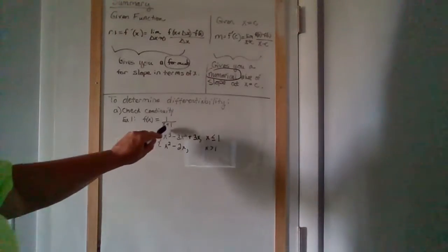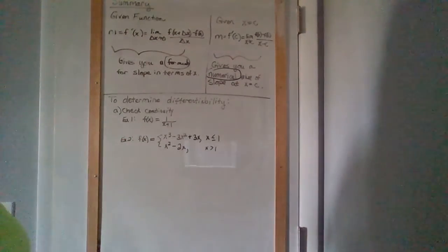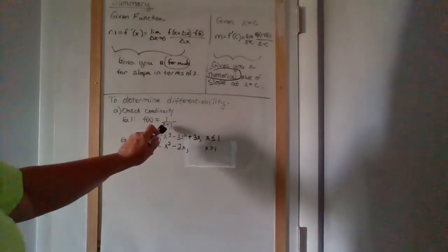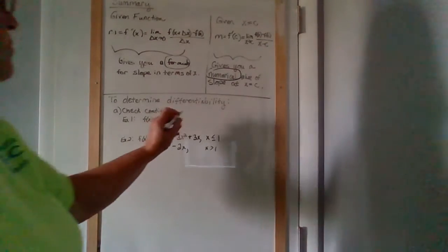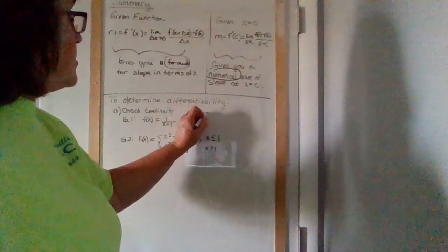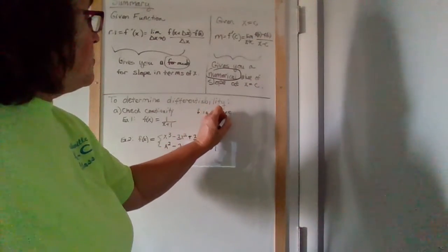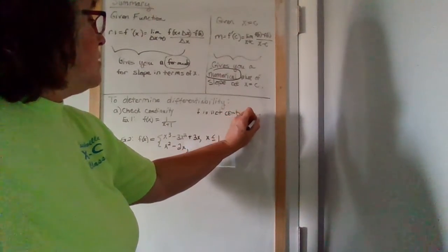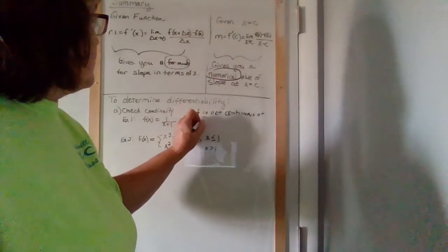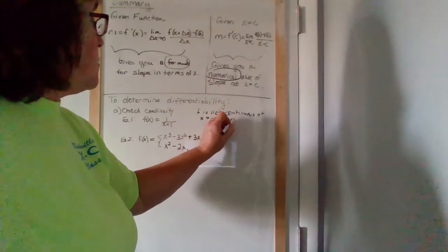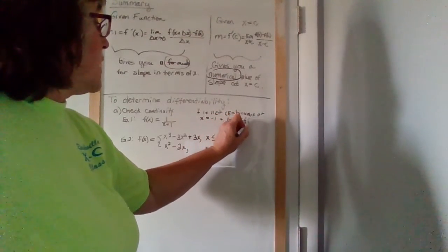So for this one, I can see that I have a rational function and my denominator, x plus 1, could be a problem, and it is. Because if I set x plus 1 equal to 0, I get x equals negative 1. So f is not continuous at x equals negative 1, and therefore not differentiable at x equals negative 1.